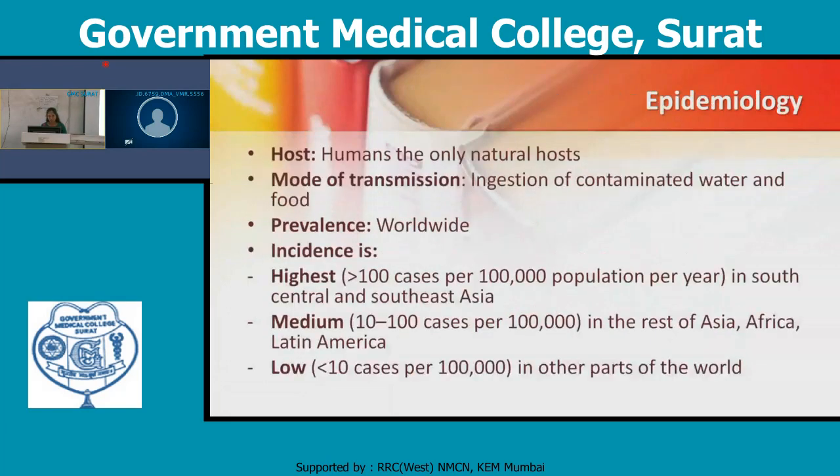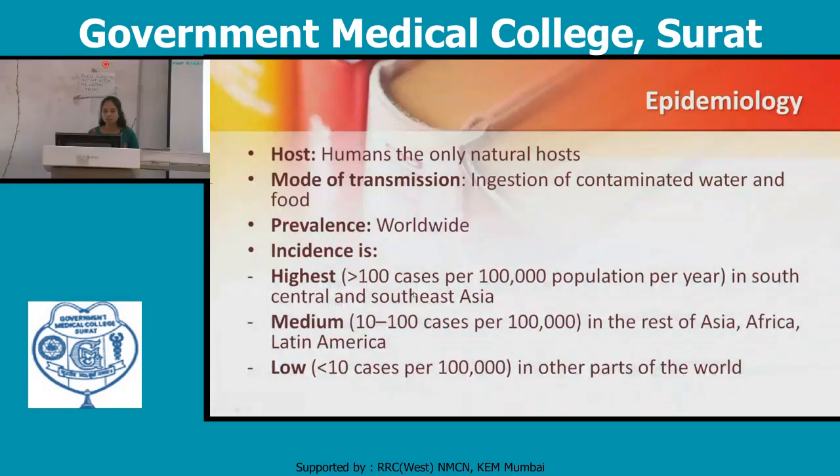Epidemiology: the host is human, the only natural host. Mode of transmission is ingestion of contaminated water and food. Prevalence is worldwide. Incidence is highest, greater than 100 cases per 1 lakh population per year, in South Central and Southeast Asia. Medium, 10 to 100 cases per 1 lakh, in the rest of Asia, Africa and Latin America. Low, less than 10 cases per 1 lakh, in other parts of the world.